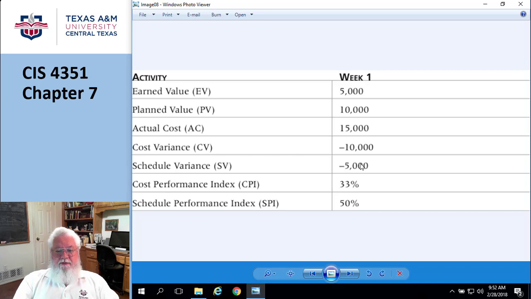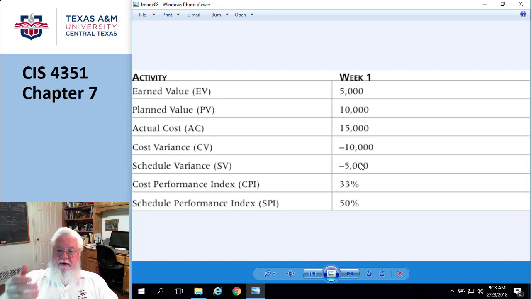Basically, this is kind of weird, so just bear with me. The schedule variance isn't days. It's still money, okay? So schedule variance is the earned value minus the planned value. Earned value minus the planned value. And then they have cost performance index, which is the ratio of earned value to actual value. And then my performance index, which is the earned value to planned value.